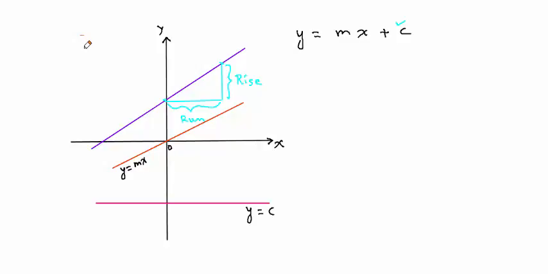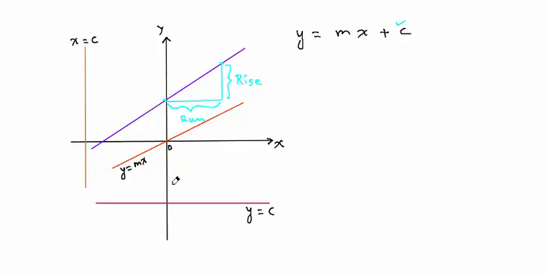Similarly, the equation of any straight line that runs parallel to the y-axis is of the form x is equal to c, where c is a constant. And in particular, the equation of the y-axis is x is equal to 0, because for every point on the y-axis, no matter what y is, x is always 0.